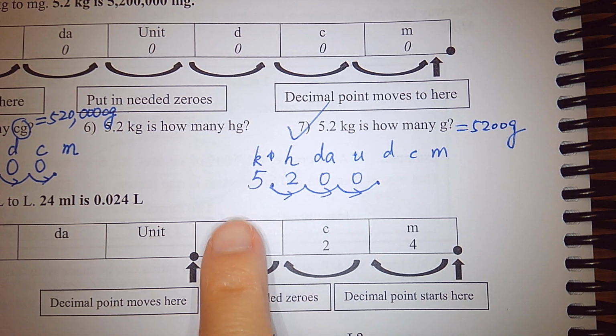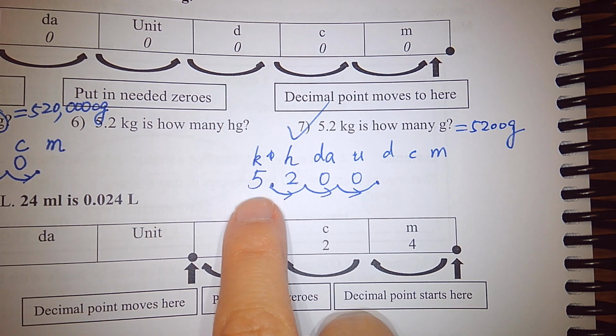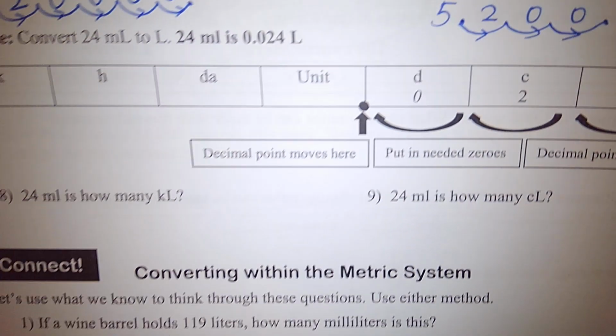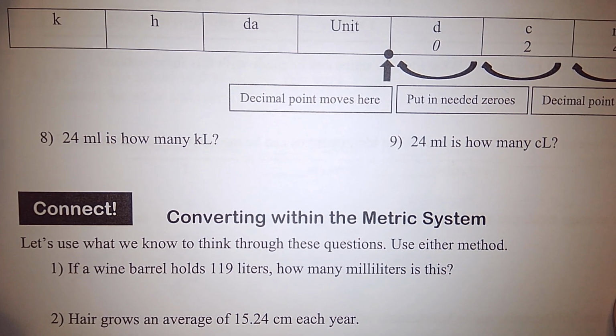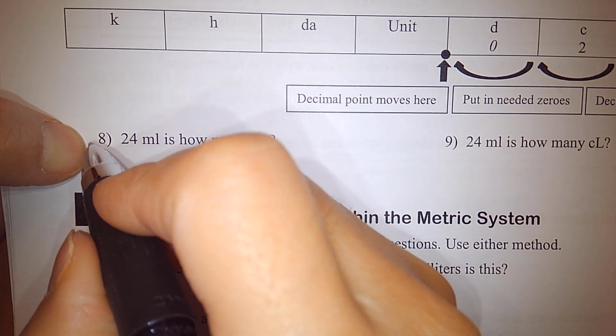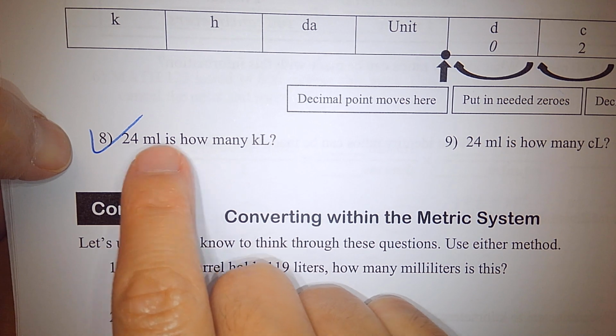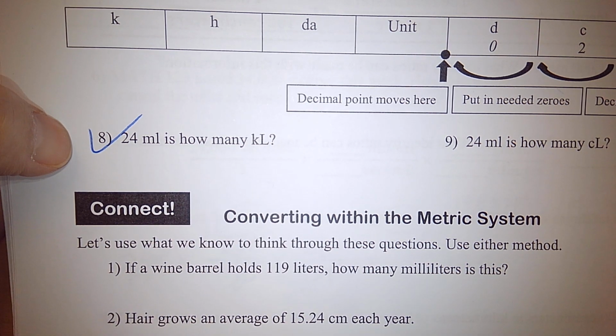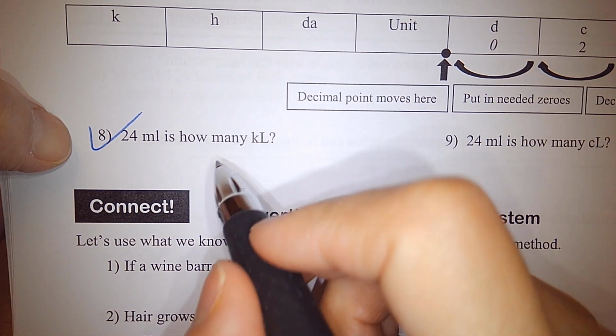So this is from large unit to small unit: we move the decimal point to the right. Now let's try one more question, from a small unit to a large unit. How about we try question number 8? 24 ml to KL. What do we do at first? Same thing.